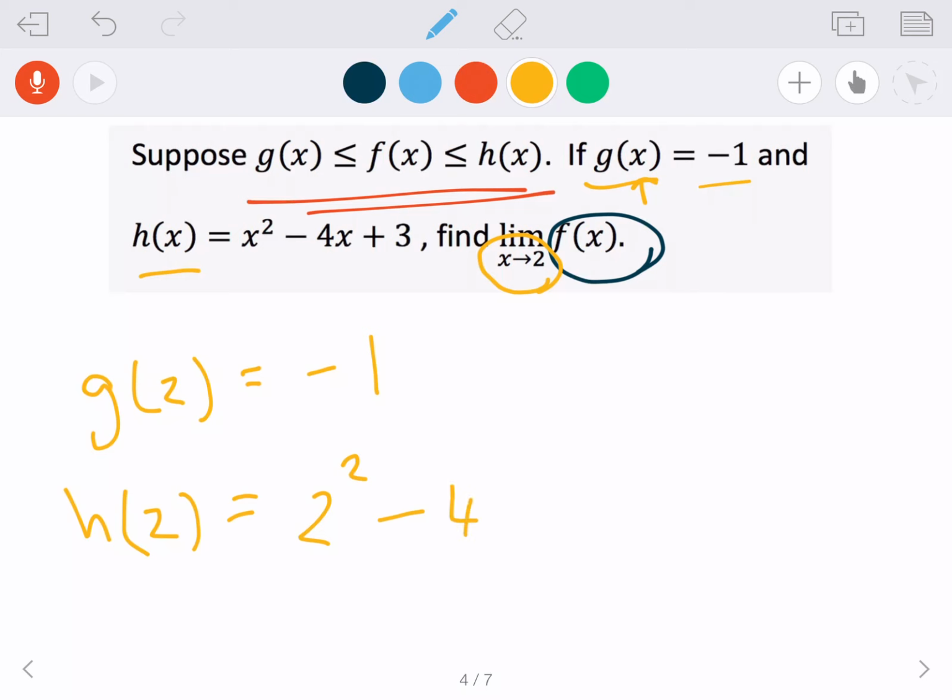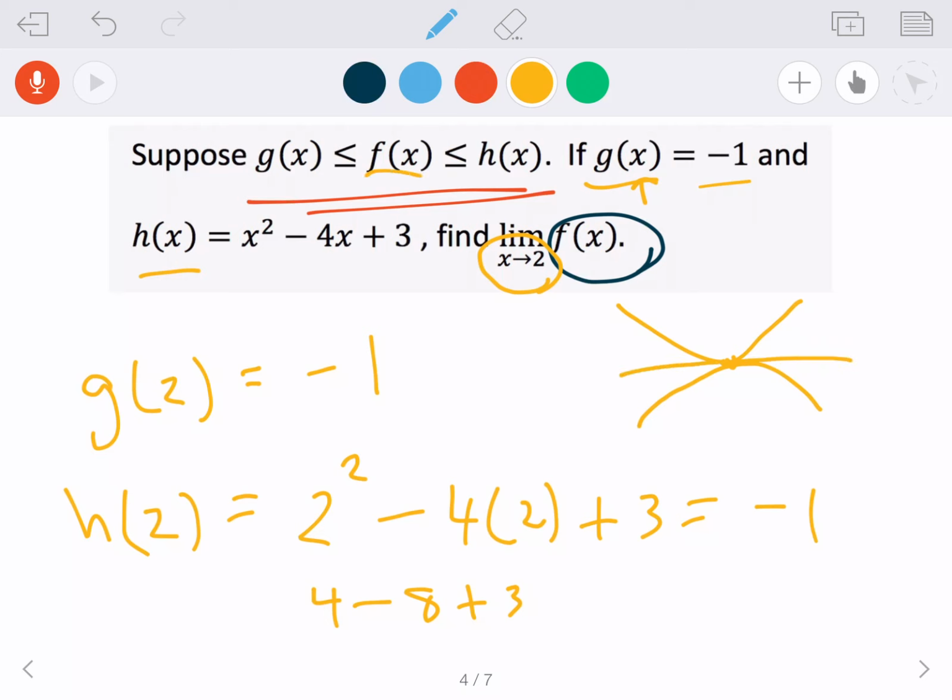So we've got 2 squared minus 4 times 2 plus 3. So what is that? 4 minus 8 plus 3. So negative 8 plus 7. Sure enough, that is negative 1. So if g of x is negative 1 and h of x is negative 1 and f of x falls between them, that means f of x also has to be negative 1. So the limit as x approaches 2 of f of x is negative 1.